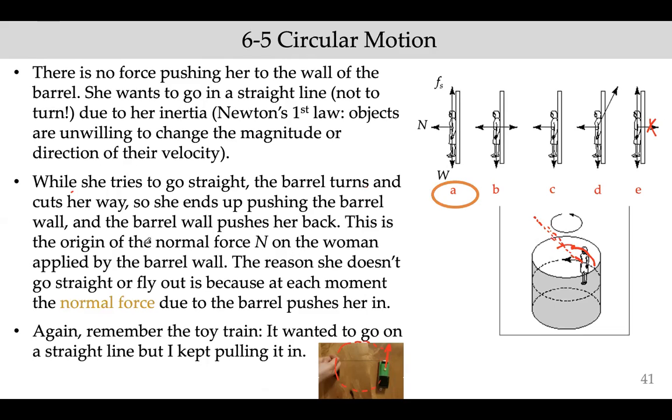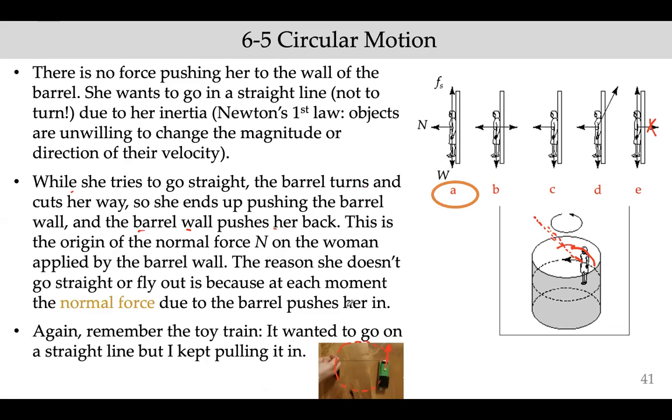Okay, and because she pushes the barrel wall, the wall pushes her back. So this is the origin of the normal force N on the woman applied by the barrel wall. The reason she doesn't go straight or fly out is because at each moment, the normal force due to the barrel pushes her in. So that's an interesting way of thinking about circular motion, but you have to get used to this.